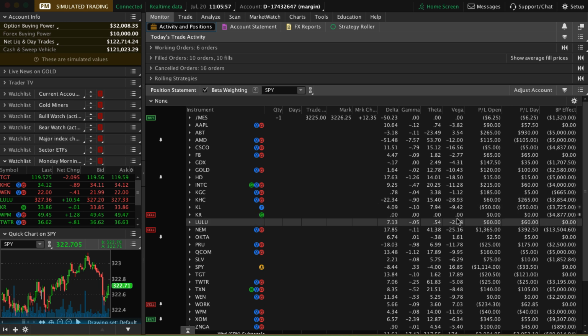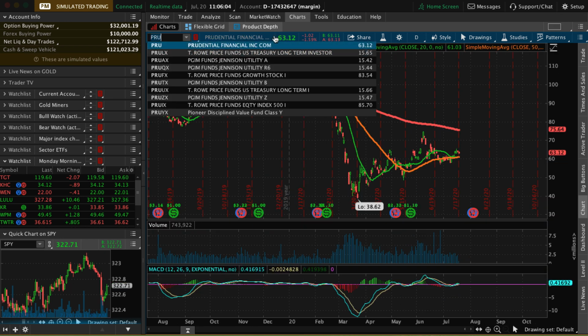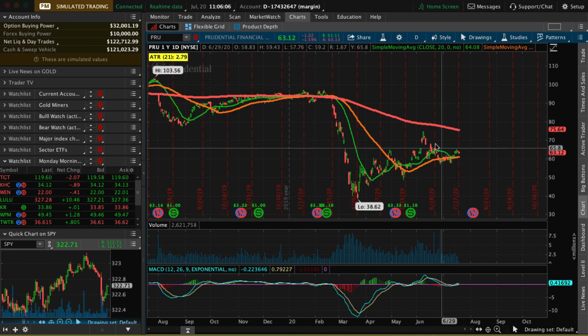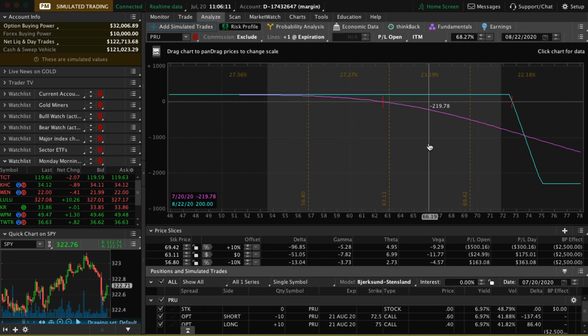Let's move down, KL. Then we had the Prudential. What is Prudential doing? I probably was very bullish on this. Let's have a look at analyze. What did I do? No, I was bearish.